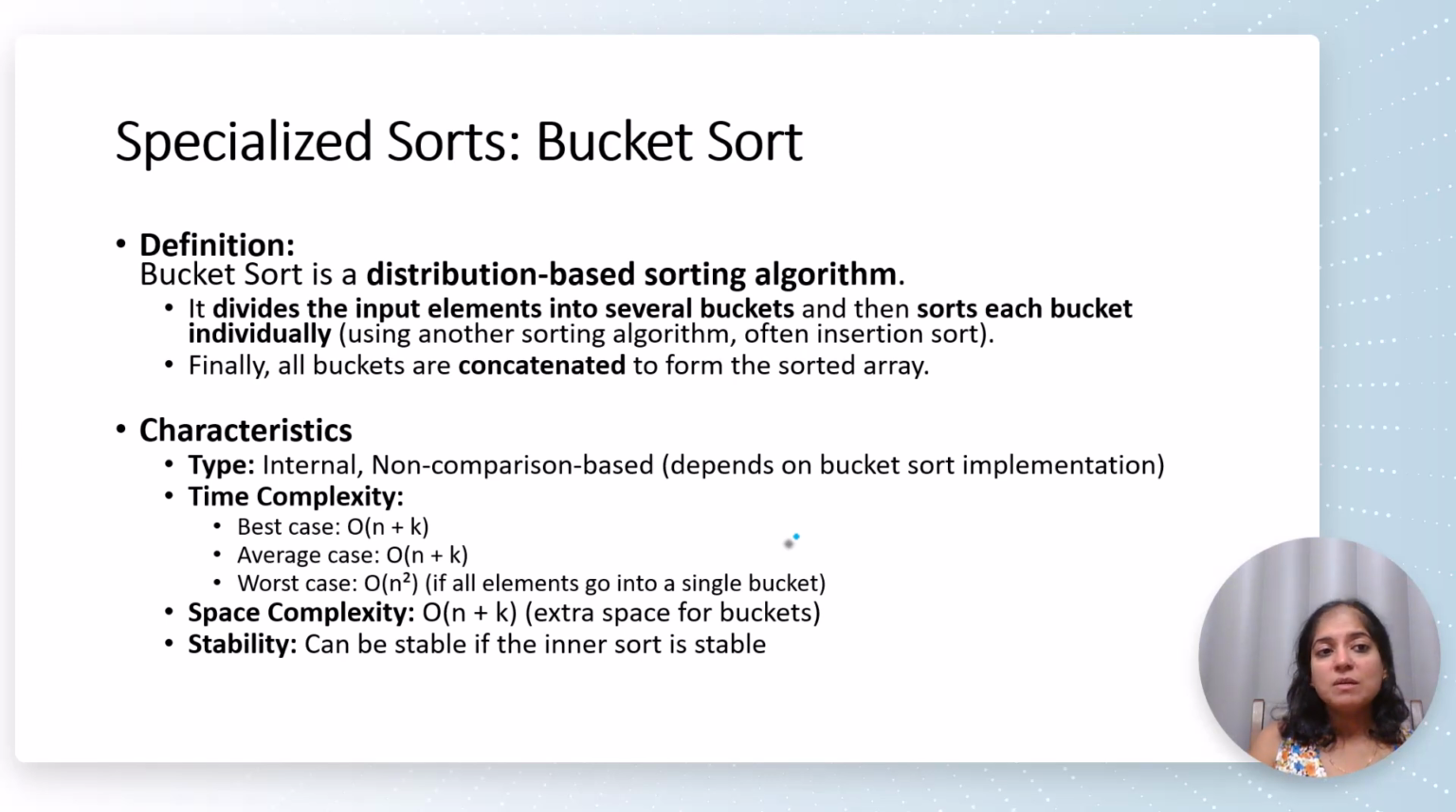Now let's talk about some of the specialized sorting algorithms, which are basically non-comparison sorting algorithms. Till now we have discussed all the comparison sorting algorithms. These are now non-comparison sorting algorithms. Bucket sort is a distribution based sorting algorithm. In this case, we take a number of buckets and we put the elements in those buckets according to some criteria, and then we sort each bucket individually.